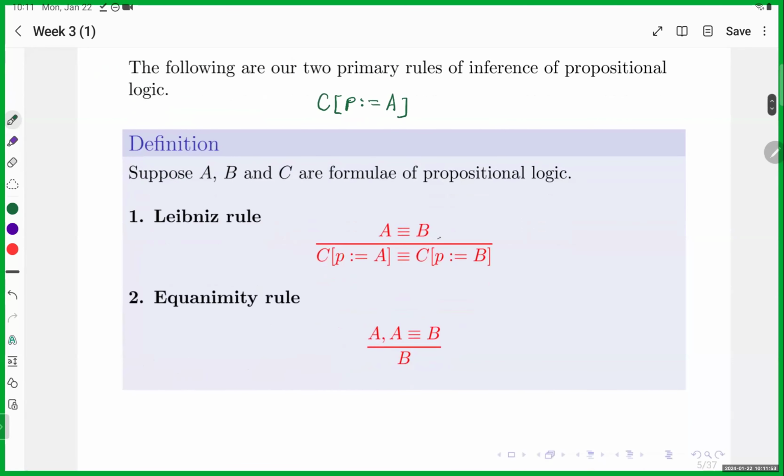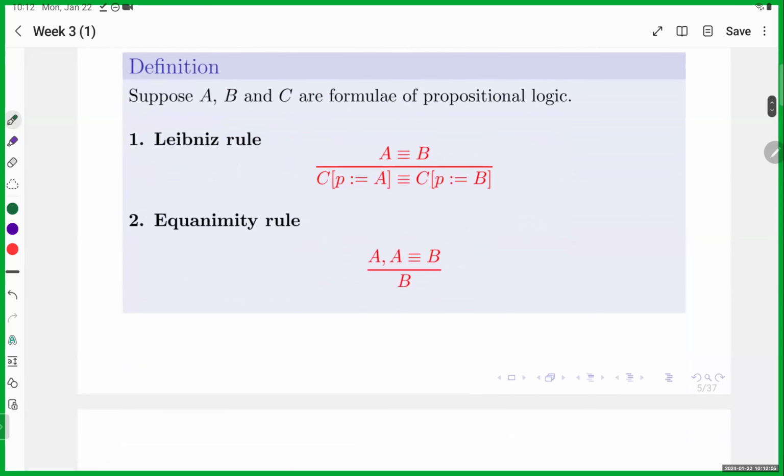So if you have A is equivalent to B, then you can conclude this formula. Note that this uses one hypothesis and gives you this formula. Now, the other rule of inference is called the equanimity law or rule. And here I have two hypotheses. It tells me that if I have the formula A and I know A is equivalent to B, then I can conclude B.